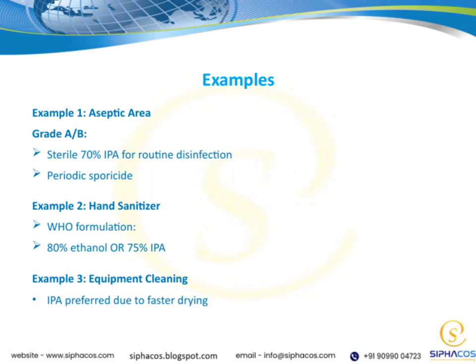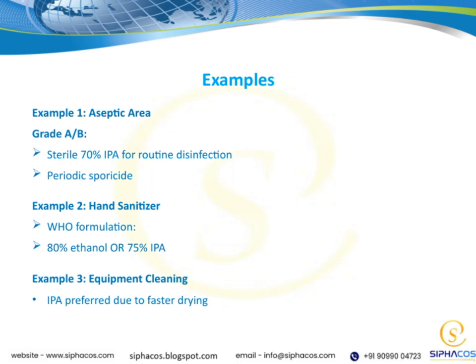First, in an aseptic area, we typically categorize the environment as grade A or B for these zones. We use sterile 70% isopropyl alcohol for routine disinfection to maintain a high level of cleanliness. Additionally, we perform periodic sporicide treatments to eliminate any resistant spores that might be present. Moving on to hand hygiene, the World Health Organization recommends using hand sanitizers with specific formulations. The most effective options are either 80% ethanol or 75% isopropyl alcohol. These concentrations are proven to effectively inactivate a wide range of microorganisms on the skin.